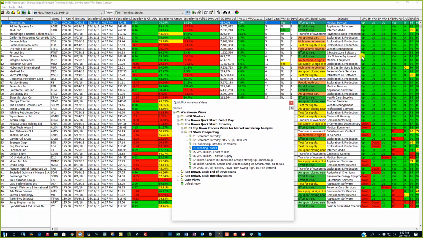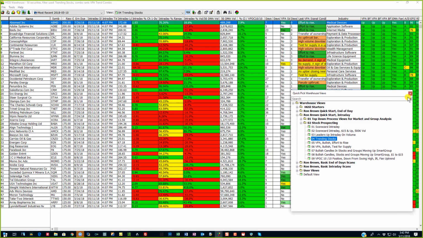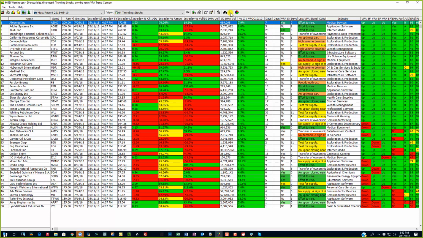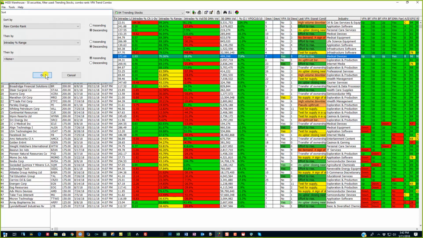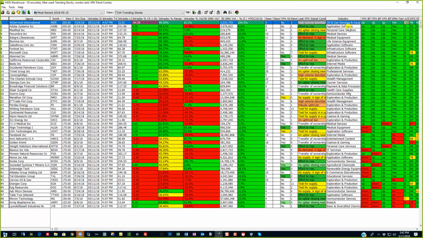What do I mean by the trending stocks? The ones that are in a strong uptrend over here. This uses the trend combo. Now when I use this view, I always do a secondary sort. Intraday, I come in here, I click on search, I type in range, I select intraday range, I sort on that. This gives me the trending stocks that are trading. Wow, there's that McDermott. Something's wrong with that data.